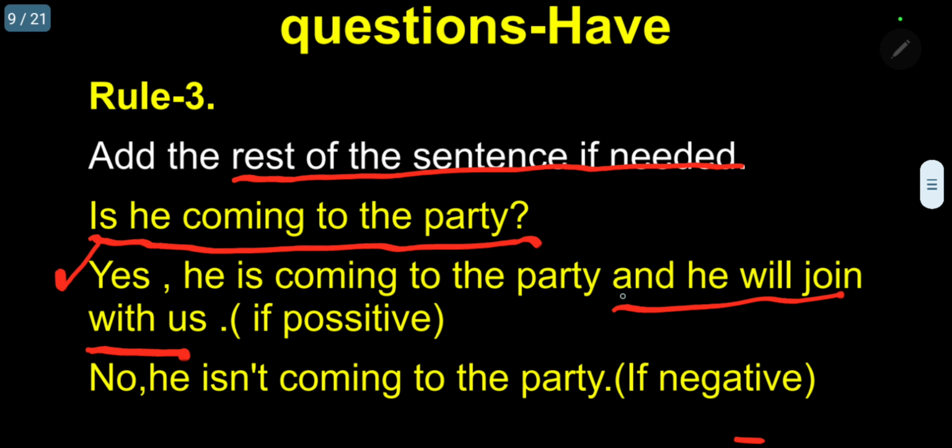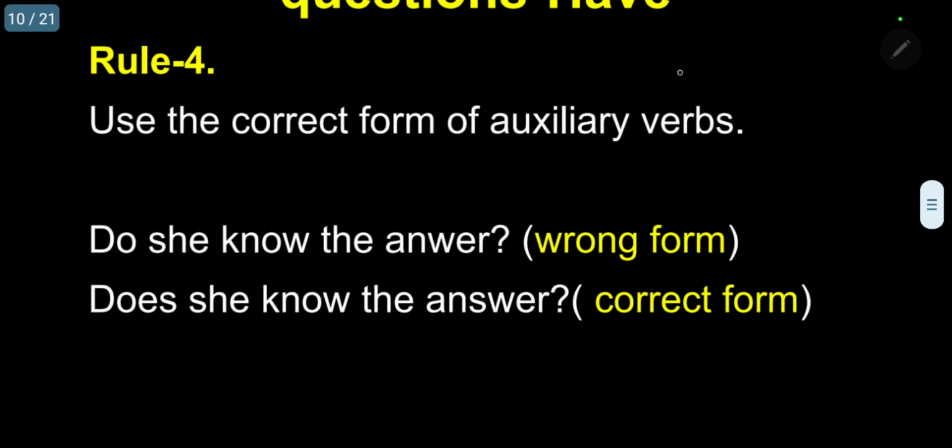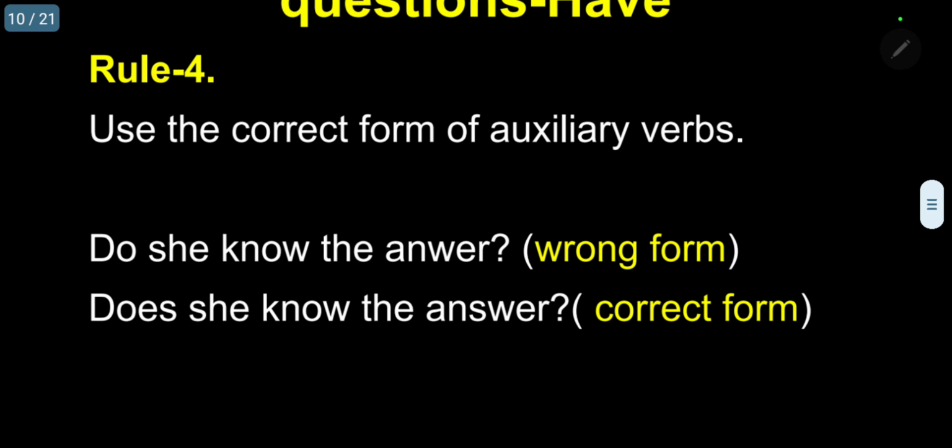Negative. Now, rule 4: use the correct form of the auxiliary verb. I told you, use the correct form. Just see the two examples I have given. So from this you can understand easily.